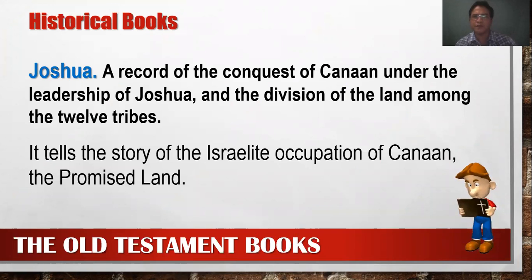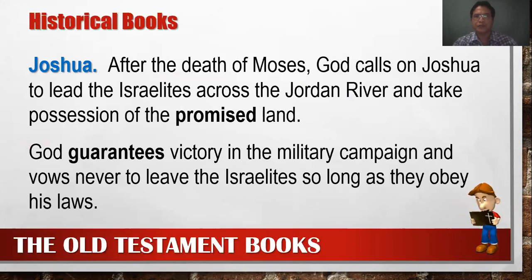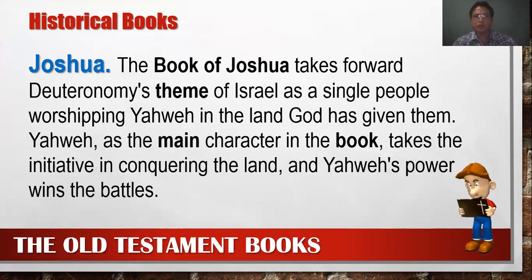This is about the record of the conquest of Canaan under the leadership of Joshua and the division of the land among the 12 tribes. After the death of Moses, God calls on Joshua to lead the Israelites across the Jordan River and take possession of the promised land. So God guarantees victory in the military campaign and vows never to leave the Israelites as long as they obey his laws. So the book of Joshua takes forward Deuteronomy's theme of Israel as a single people worshiping Yahweh, or the Lord.